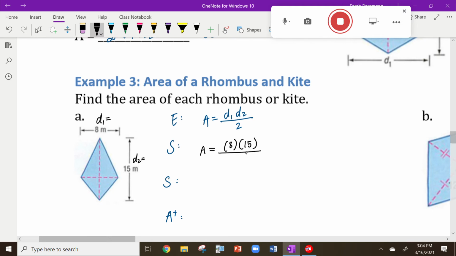Again, it does not matter which one you use for diagonal 1 versus diagonal 2. And finally, the next S stands for solve. So we get 120 when we do 8 times 15, divided by 2, which is 60. So my answer plus units, I have the area is 60 meters squared.